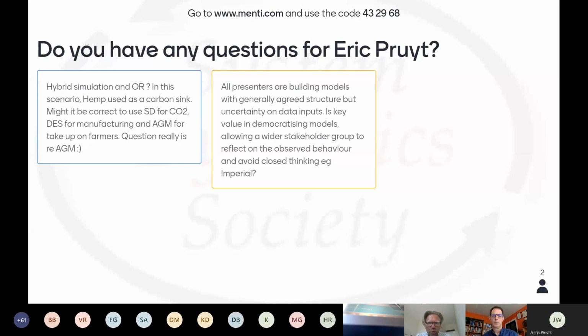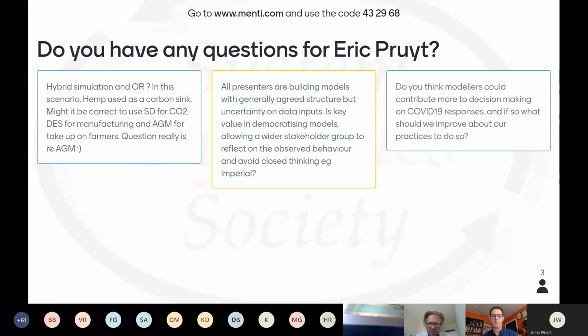So, second question: all presenters are building models with a generally agreed structure, but uncertainty on data input is key. Is there value in democratizing models, allowing a wider stakeholder group to reflect on the observed behavior and avoid closed thinking like Imperial?